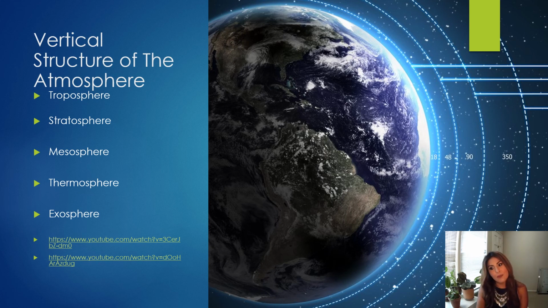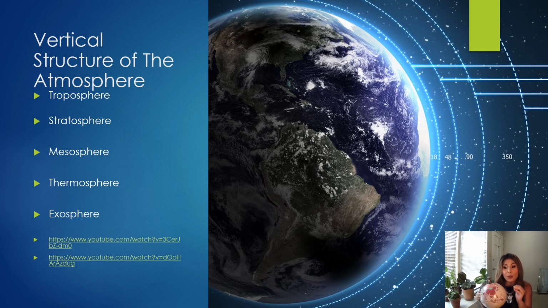Vertical structure of the atmosphere. The atmosphere is structured in different layers. Closer to the surface of the earth, you have the troposphere, then the stratosphere, mesosphere, thermosphere, exosphere. You are required to know these, so take some time to write your notes down. Troposphere is closer to the surface of the earth. It extends about 11 miles up, and planes still fly within the troposphere, okay?